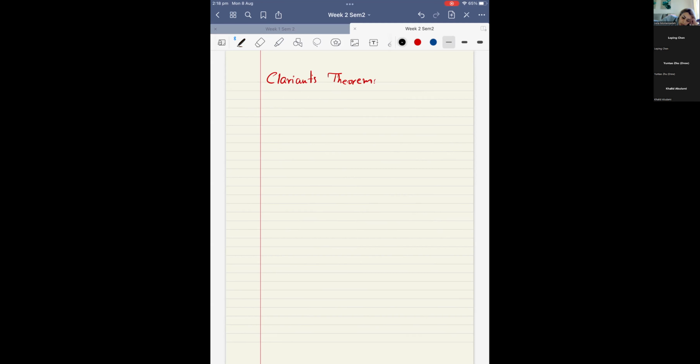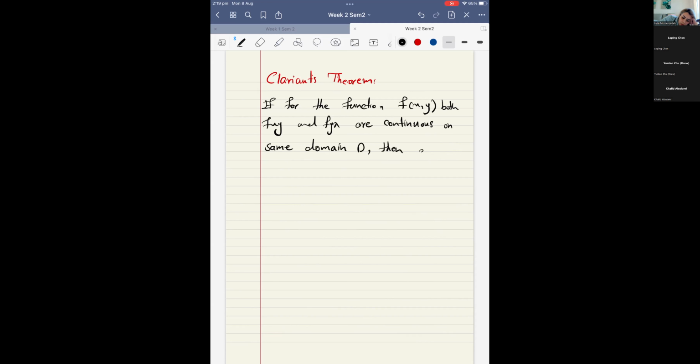What does that mean? If for the function f of x and y, both fxy and fyx are continuous on the same domain, then on that domain fxy is equal to fyx. It means it does not happen every time, but it does happen.